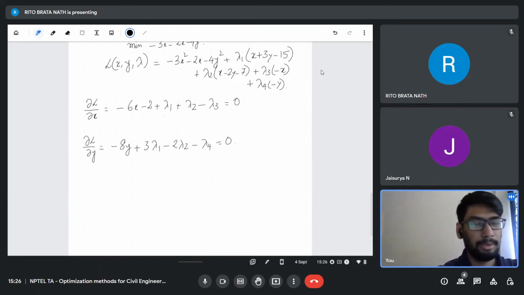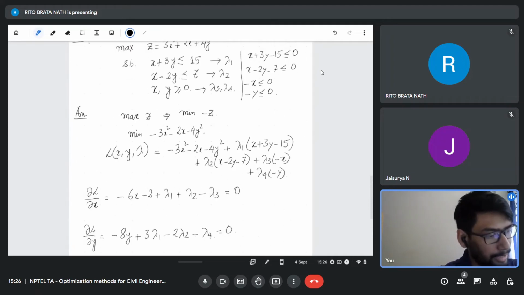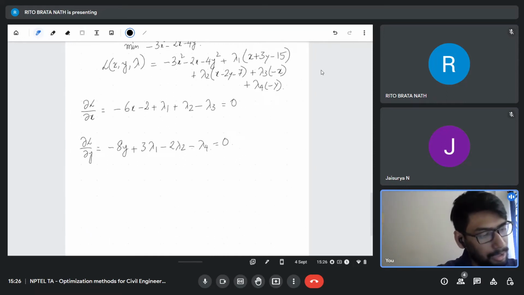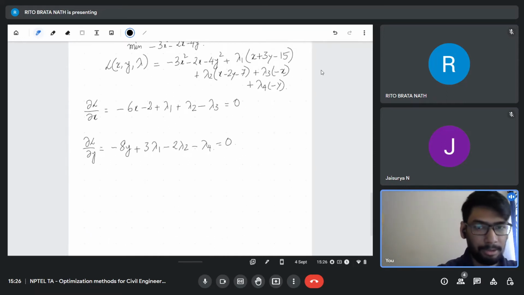So you need not set delta L by delta lambdas to be 0 here, because that won't be 0. Because you will be left with the left hand side of these constraints, and that's not equal to 0. That's less than or equal to 0. So that's typically one difference from the equality constraints, how you deal with these problems. So again, as before, what you can do is convert this x and y in terms of these lambda variables. So let's try to do that.